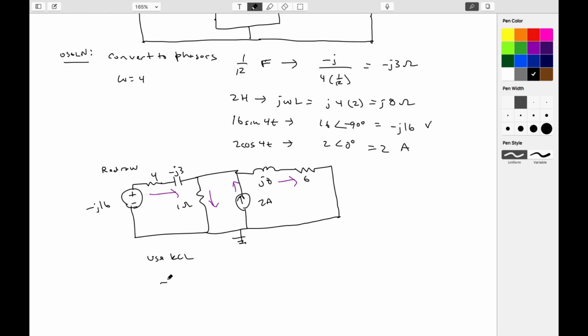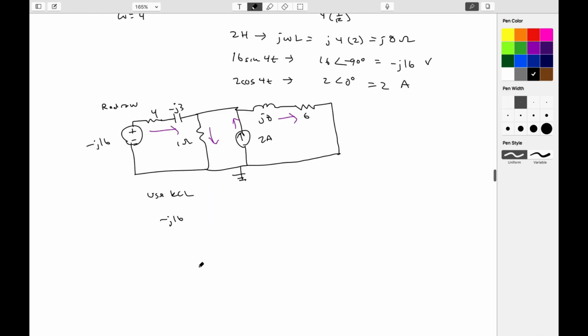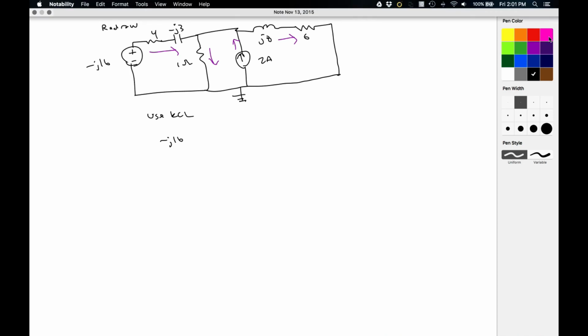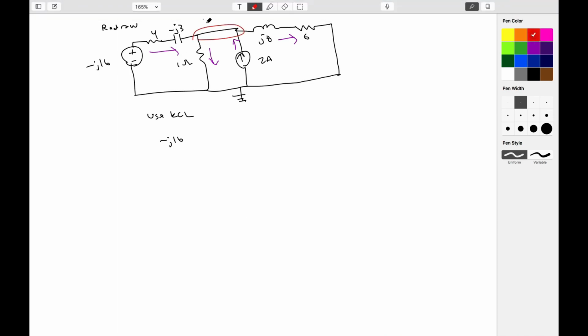So if we use KCL, we have minus j16. And by the way, what we're looking for is V naught, which is here. All right, so minus j16 minus V naught divided by 4 minus j3, plus 2 amps that comes in, minus V naught minus 0 over 1, minus V naught minus 0 over 6 plus j8, is equal to 0.